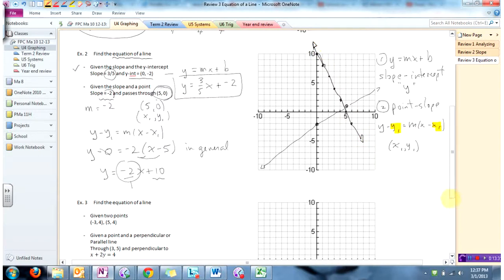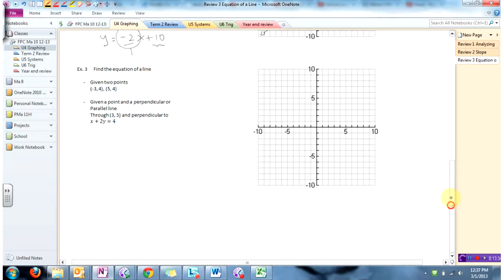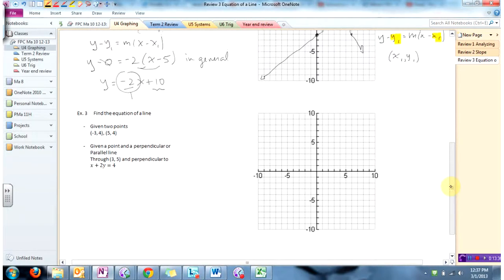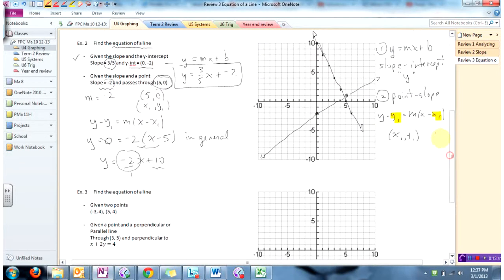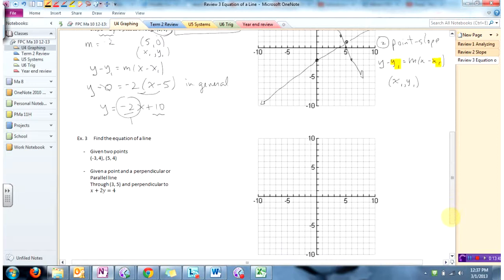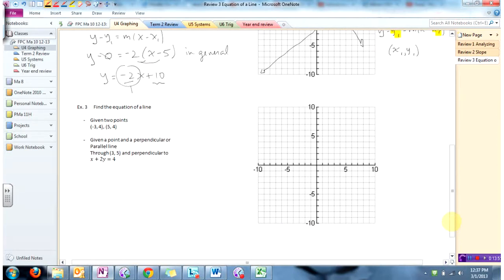Our final example then involves a couple cases of looking at what happens if you have different information. But really it always comes down to these two formulas. y equals mx plus b if you know the slope and the y-intercept, and point slope if you have the slope and a point. So if you look at example 3, we're missing something. What we're missing is the slope. We've got points, but points aren't good enough. The equation of a line requires you to have the slope, but of course we did that.